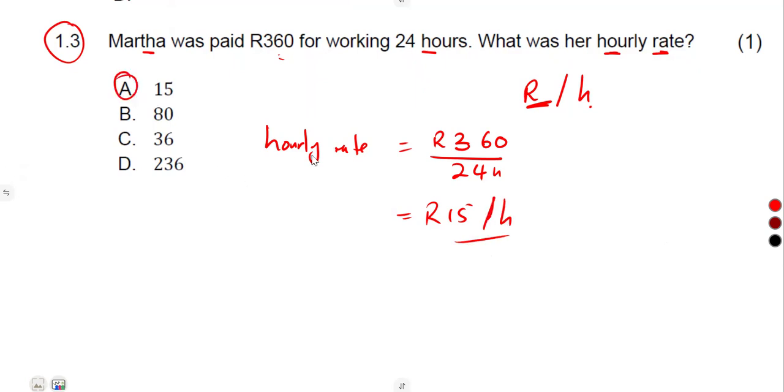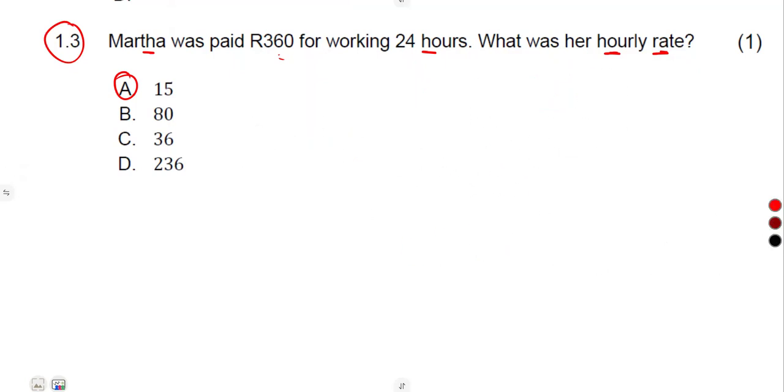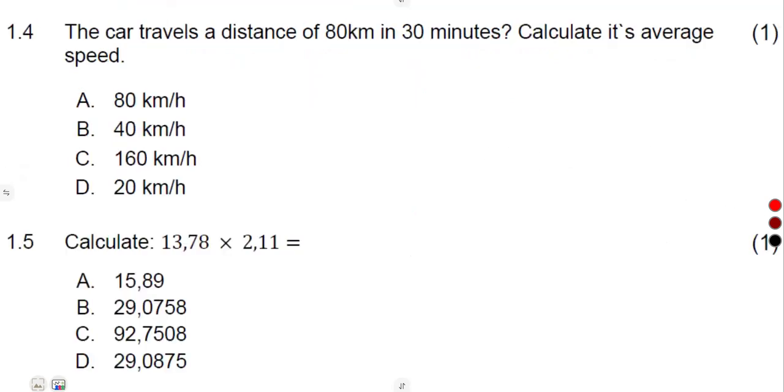So the answer there was going to be what? Was going to be A. So 1.3, the best answer is A, where we are given 15. All right, let us move on.